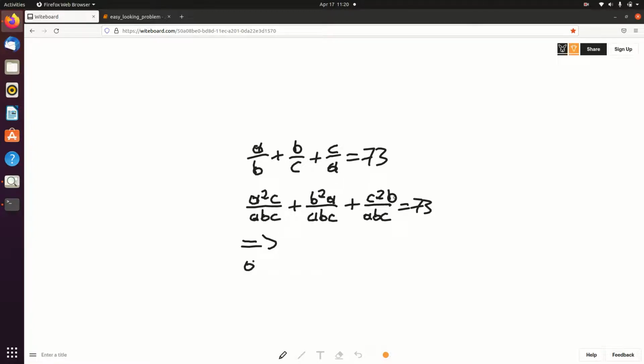Okay, and now let's multiply with the denominator. So what we get is a squared c plus b squared a plus c squared b minus 73abc is equal to 0. This already gives us a hint that it could be useful to consider some kind of algebraic geometric or Diophantine methods. That's also what we're gonna use.